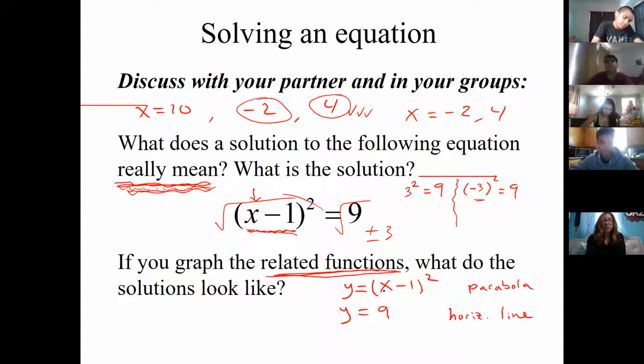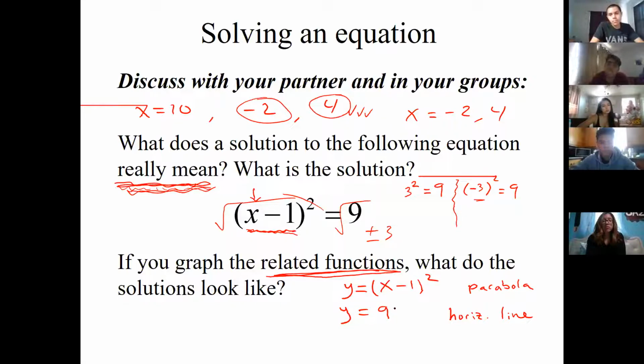Where's the vertex of the parabola? Someone impress me. Isn't it 0, 1? Close, the other way. 1, 0, right? This says we translate 1 to the right from the origin, so it'd be at 1, 0. And this opens up, and you know how to count 1, 1, 2, 4, right?